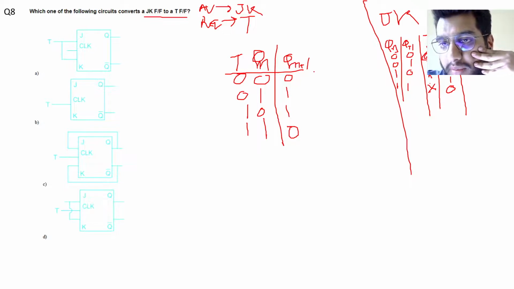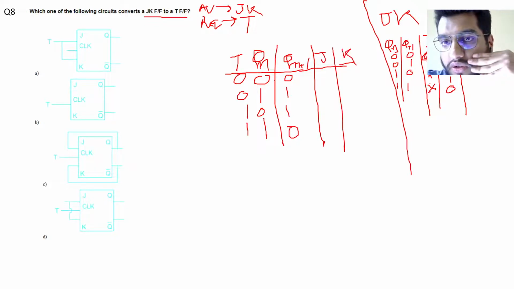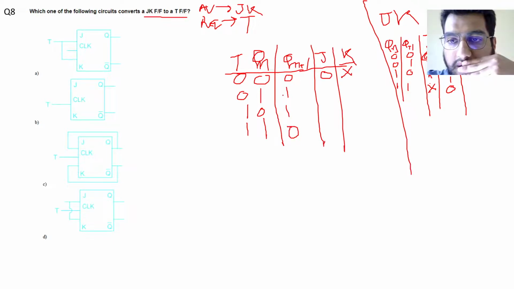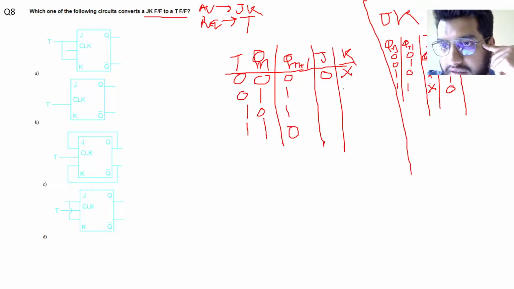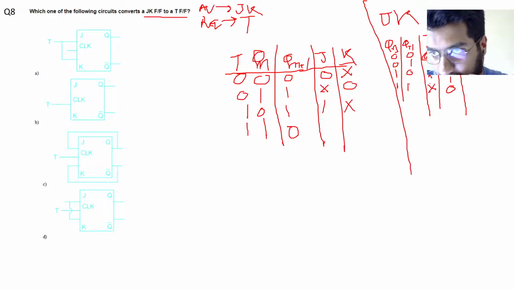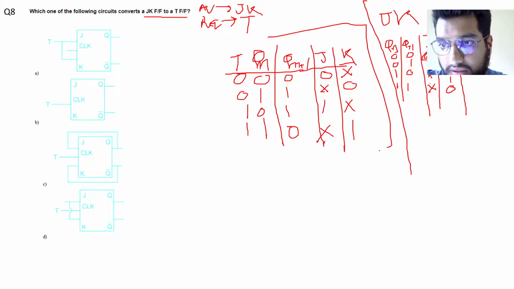Now using this execution table, we have to write here this J and K. So Qn is equal to 0, Qn plus 1 is 0: for 0 0, it's 0 don't care. Then we have Qn and Qn plus 1 as 1 1, so for 1 1 it's don't care 0. Then Qn equal to 0, Qn plus 1 equal to 1: for 0 1 it's 1 don't care. And finally we have 1 0, for which it is don't care 1. So this is our table.